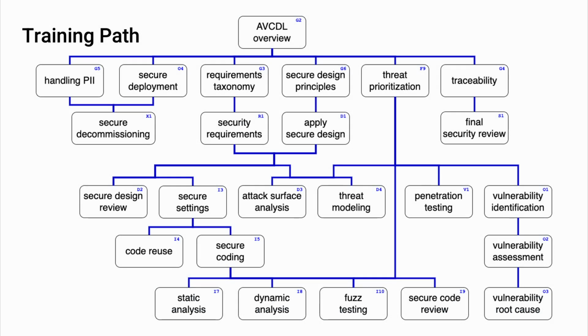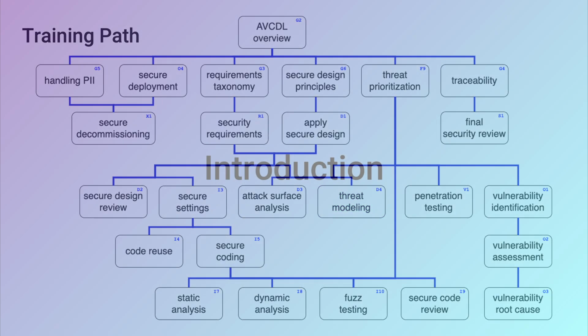This diagram shows the overall AVCDL training path. If you're taking this training, it's assumed that you've already completed the AVCDL overview training, and additionally, that you've completed the Requirements Taxonomy, Security Requirements, Secure Design Principles, Apply Secure Design, and Threat Prioritization Plan training. Additionally, you should have completed the Threat Modeling Overview training. This training will cover threat model creation.